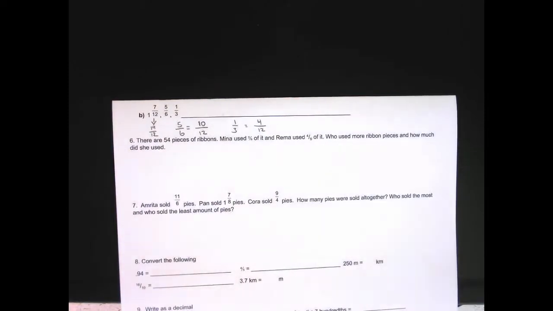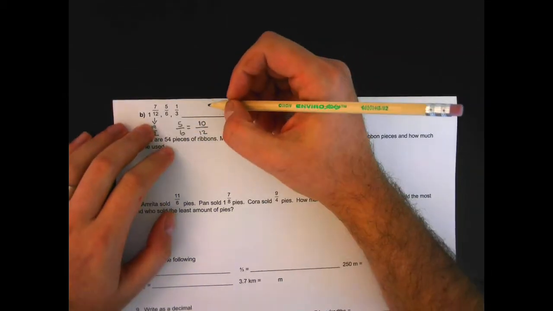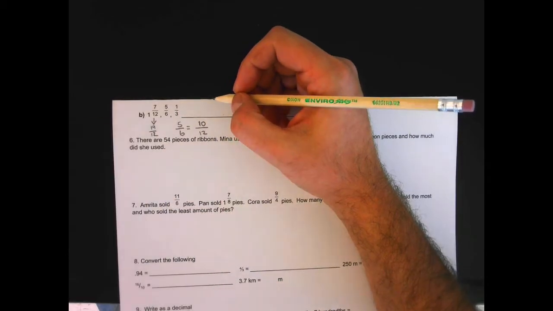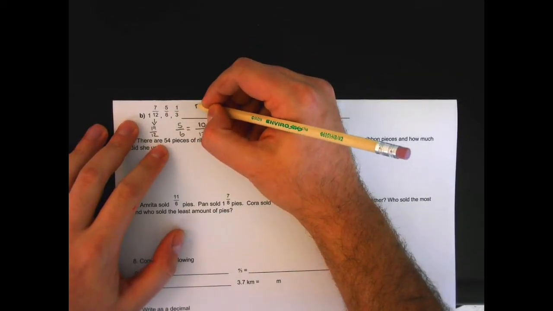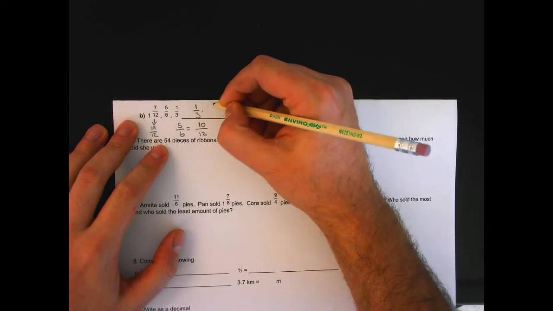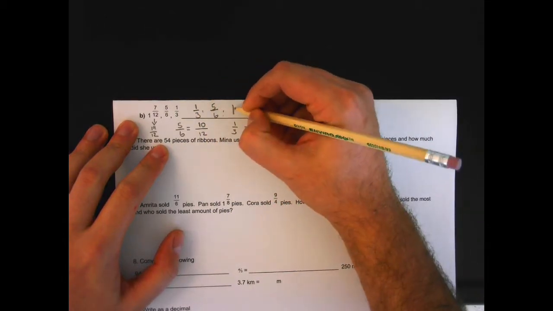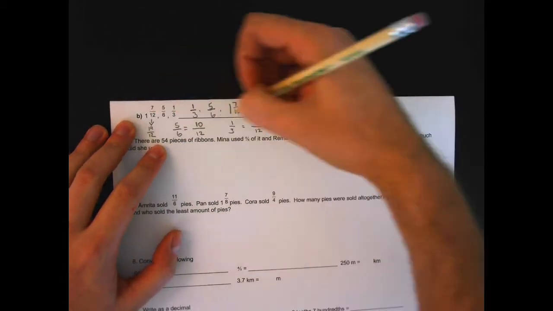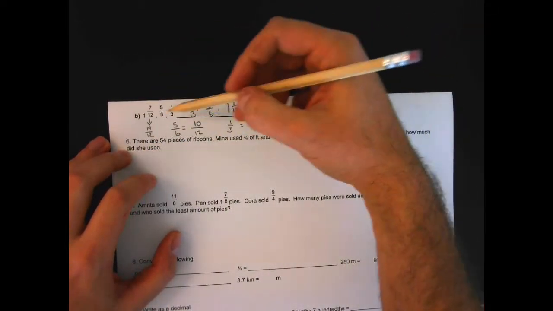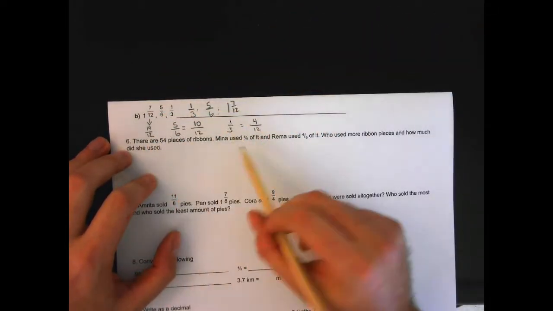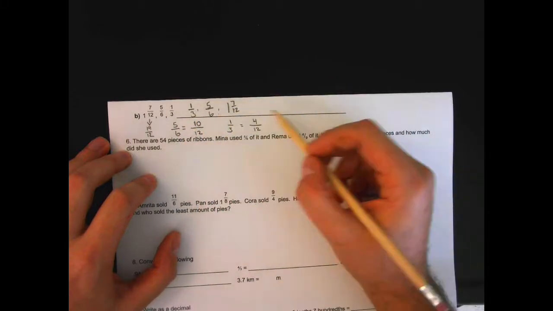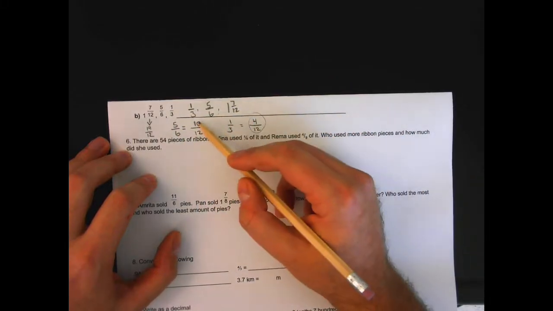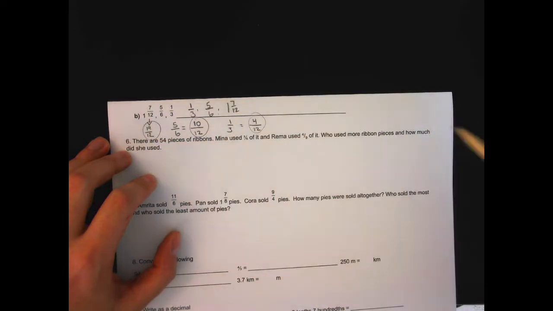So now, are we able to tell which is the smallest fraction? Which one's the bigger fraction? What order will they go? What's the order? 1 over 3, 5 over 6, and 1 and 7/12. So we're using the original answers to give us our final answer. 1/3 is 4/12, which is smaller than 10/12, which is smaller than 19/12.